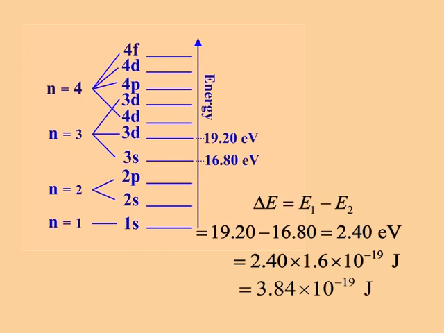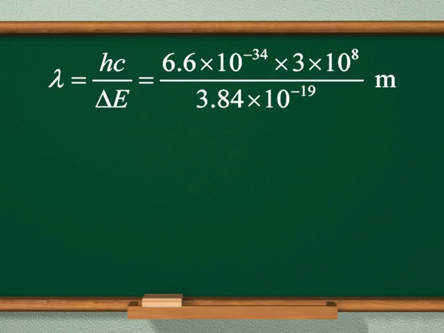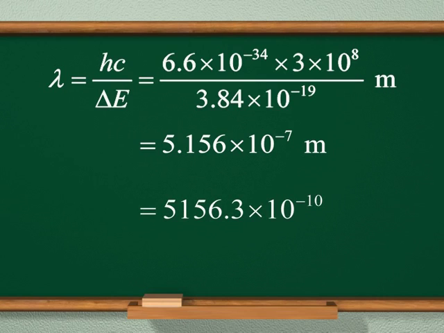According to Planck's equation, wavelength lambda is equal to hc upon energy of the photon. Therefore, lambda is equal to 6.6 into 10 to the power minus 34 into 3 into 10 to the power 8 upon 3.84 into 10 to the power minus 19 meter. This is equal to 5.1563 into 10 to the power minus 7 meter, or 5156.3 angstrom.